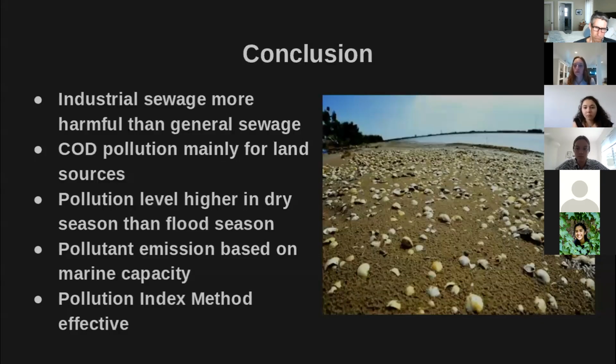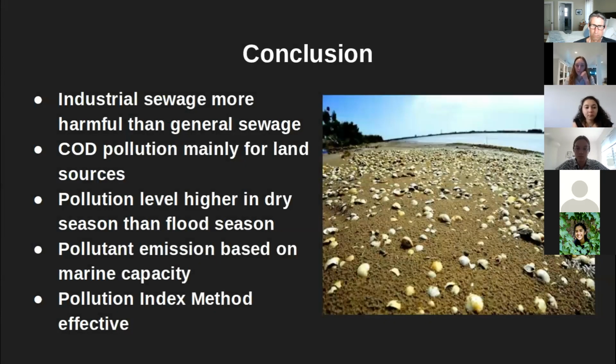So in conclusion, pollutant loads from industrial sewages are far more harmful to the environment than those of general sewages. From the 4 rivers in the graph, there is a high concentration of COD and phosphate distribution, specifically at some points because of that industrial sewage. In addition, COD pollution is mainly from land point sources, such as the outfalls of rivers and sewages being directly discharged into the sea. Phosphate concentration is also mainly from non-point sources from the coastal ocean.